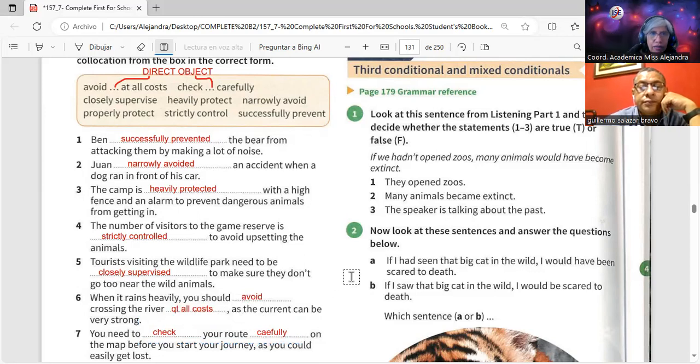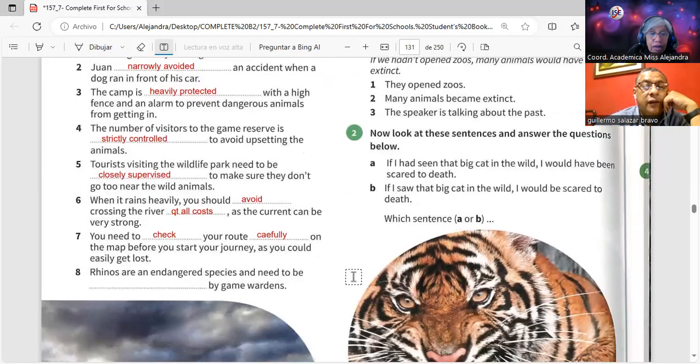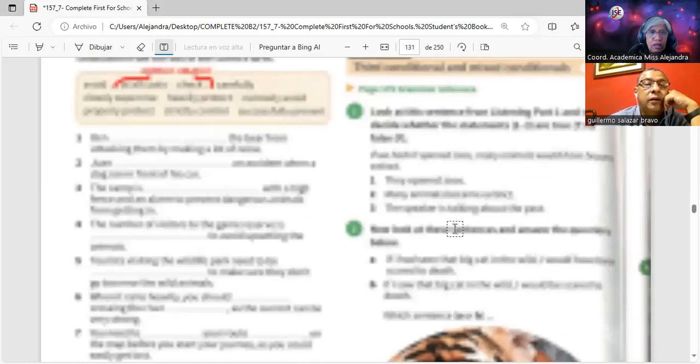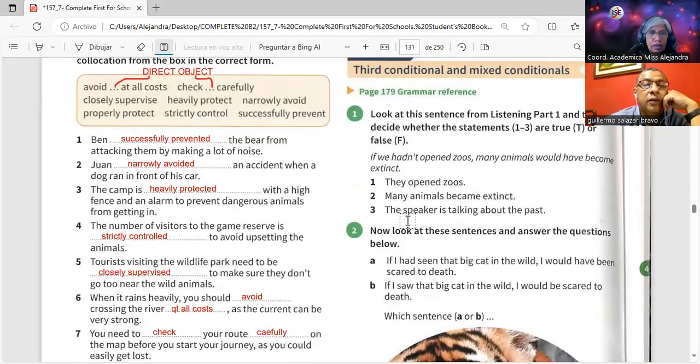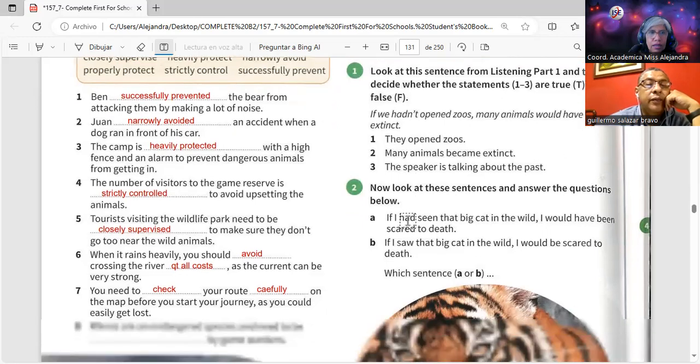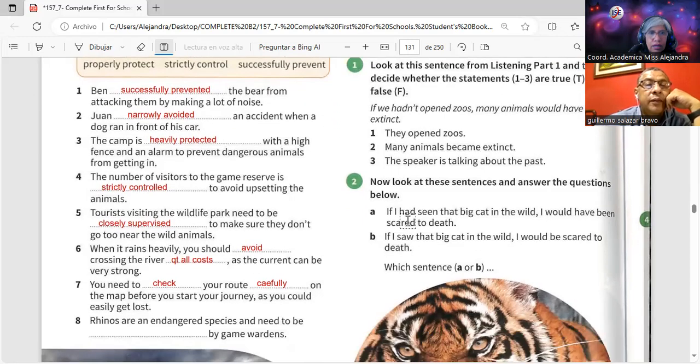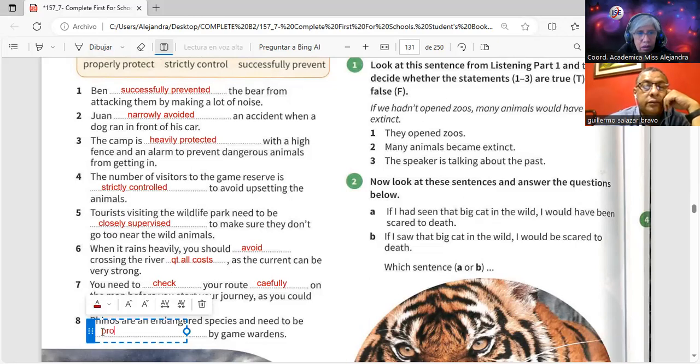And finally, rhinos are endangered species and need to be by game wardens. Properly protected by game wardens. In this case, the word wardens means guardians.